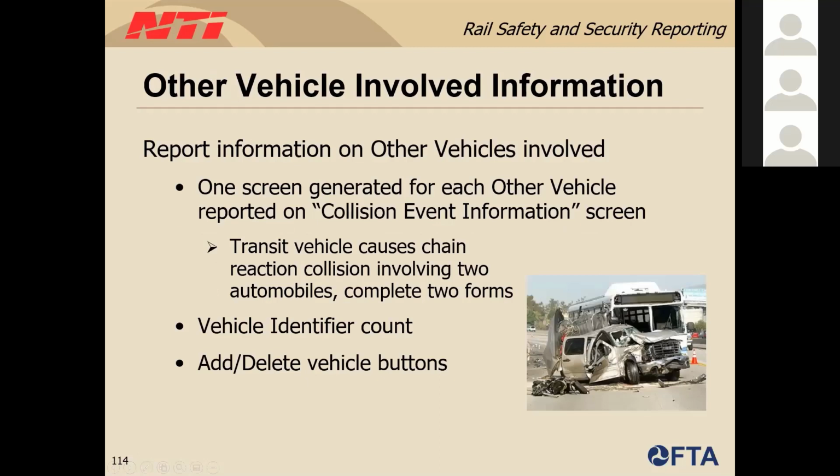If you indicated on the collision event screen that another vehicle was involved, the other vehicle information screen will appear. This screen gathers information about the non-transit vehicle involved in the collision. If more than one other vehicle is involved, you will need to complete one other vehicle involved information form for each motor vehicle involved. Vehicle counts are included on the forms as well as options to add or remove vehicles.